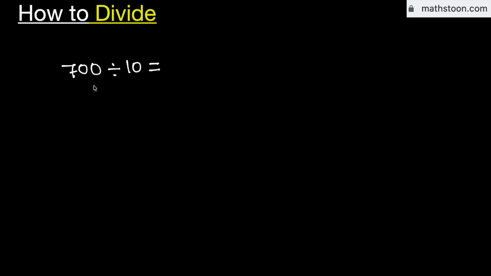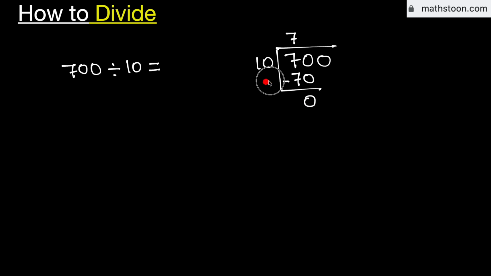In this video, let's learn how to divide the number 700 by 10 using the long division method. See that 7 is less than 10. That is why we will consider the number 70. We know that 10 times 7 is equal to 70. Subtract, we get 0. Now this 0 is less than 10.